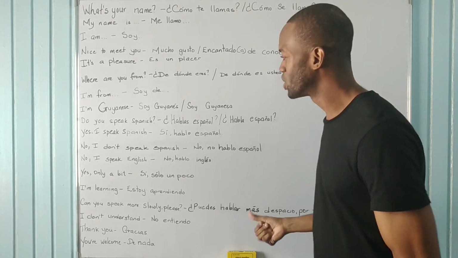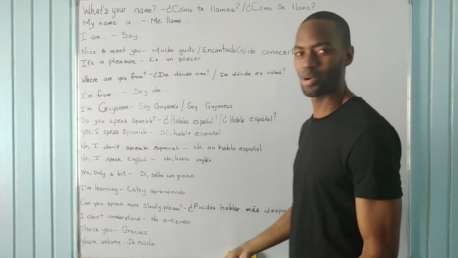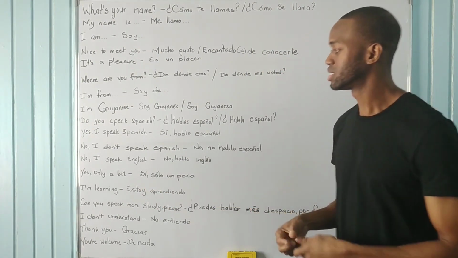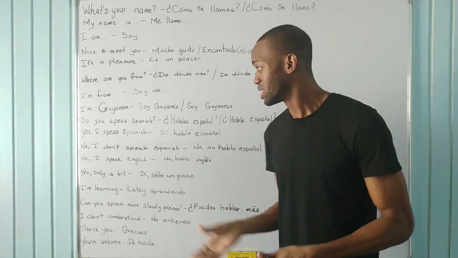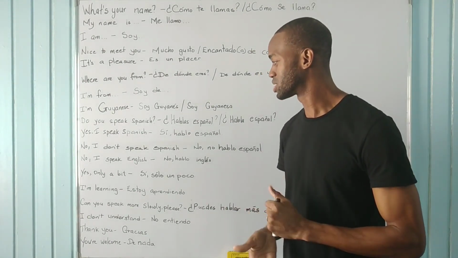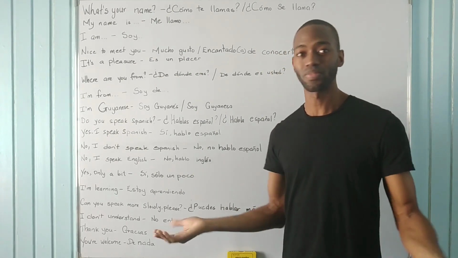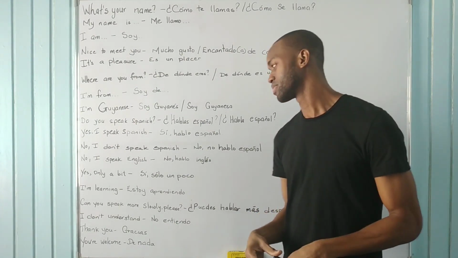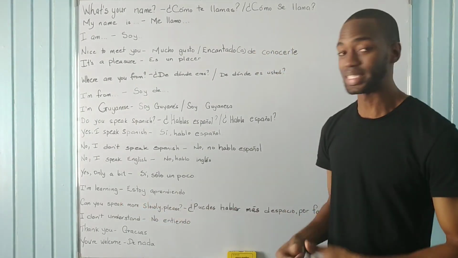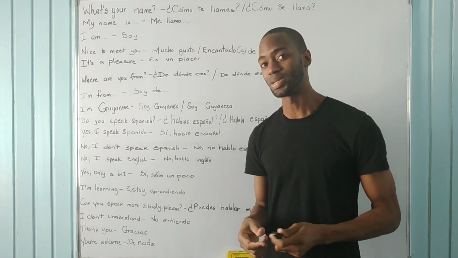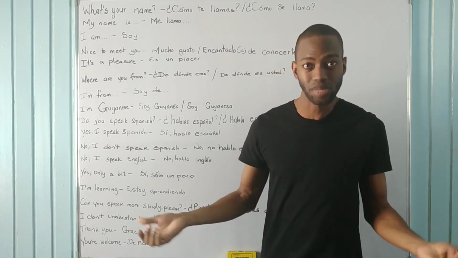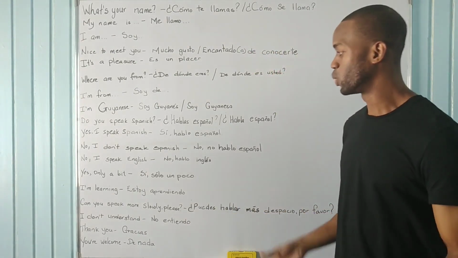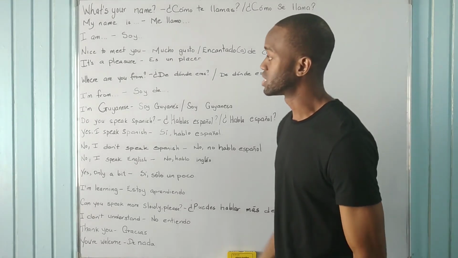Alright? Or you don't want to say either of those things. You want to say, yes, only a bit. Sí, solo un poco. Alright? And you may not want to say any of what I told you just now, but you might be learning Spanish. Like you who are watching now, you might now be learning Spanish. You want to say, I'm learning. That would be estoy aprendiendo. I'm learning. Or you want to say, I'm learning Spanish. Estoy aprendiendo español. Alright? That's giving you some ways to reply to that question.